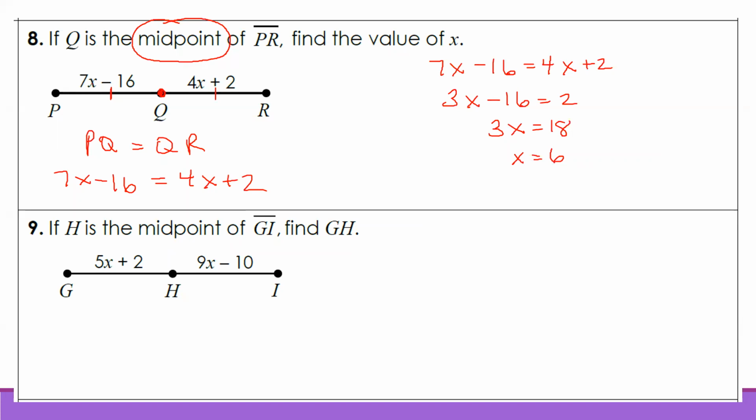Okay, try number 9. H is the midpoint of GI. Solve for x first, and then once you know what x is, substitute that in there for GH to find the length of GH. Try number 9 now.